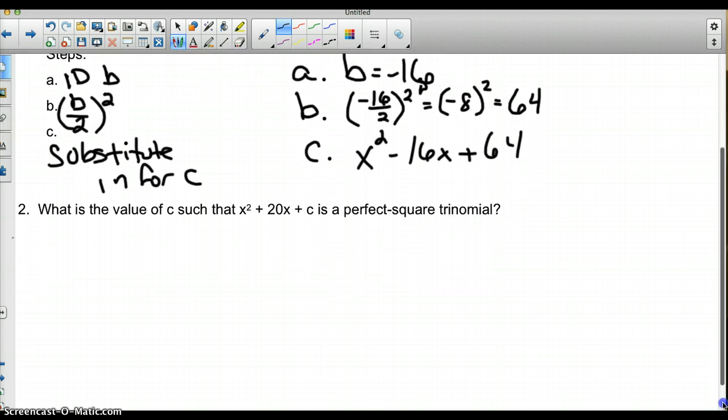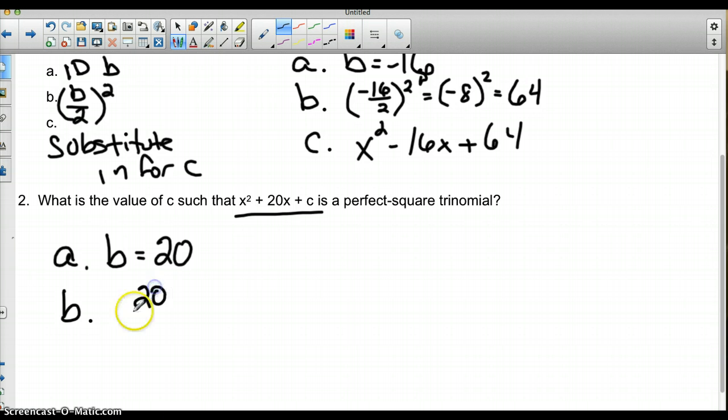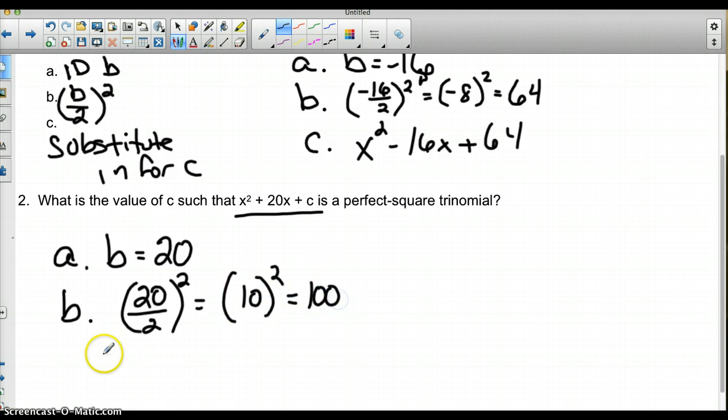Okay, so for number 2, what is the value of c so that we have x squared plus 20x plus c as a perfect square trinomial? To make it a perfect square trinomial, remember the first step is to identify b. In this situation, b is positive 20. Step 2 is to do 20 divided by 2 and square it. So remember 20 divided by 2 is 10 and 10 squared is 100. And step 3 is to substitute that new number in for c, because this is what c will equal. So we would have x squared plus 20x plus 100.